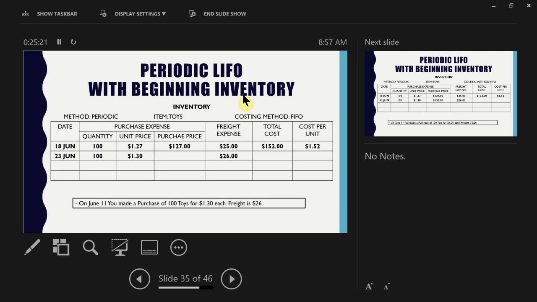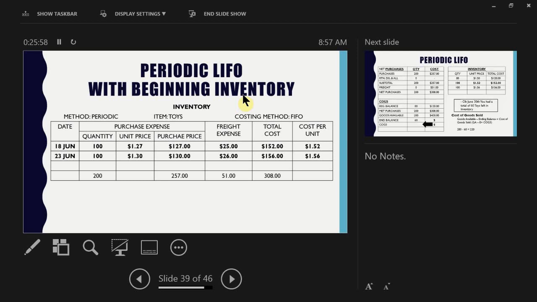Then for the next one, we have another purchase of inventory on the 25th, which in this case is going to cost me a total of $130 plus my $26 of freight, giving me $156. That gives me a cost per item of $1.56, okay? So again, we only did a total of 2 purchases and a transfer of the beginning balance of the 80 toys from the very beginning on the 15th.